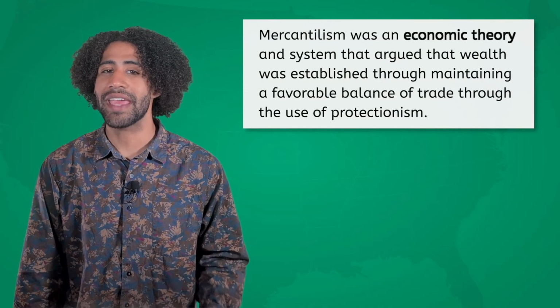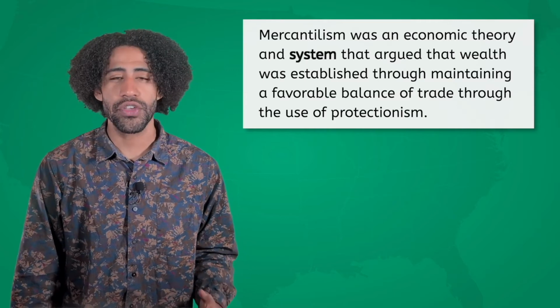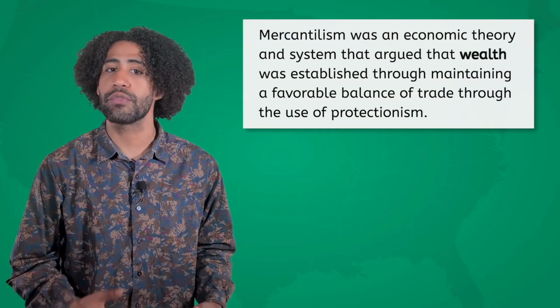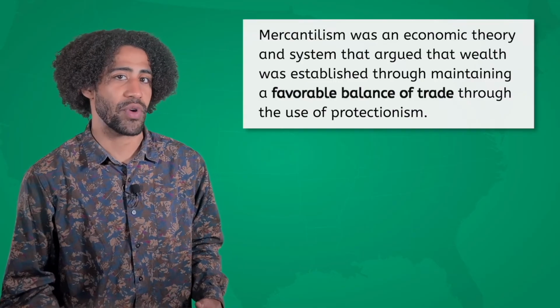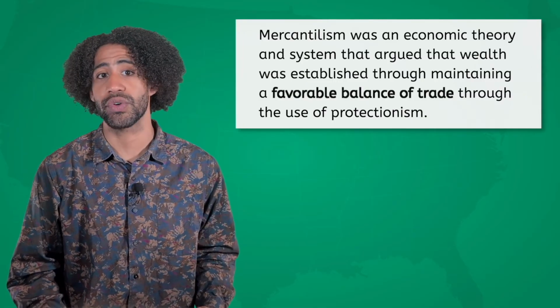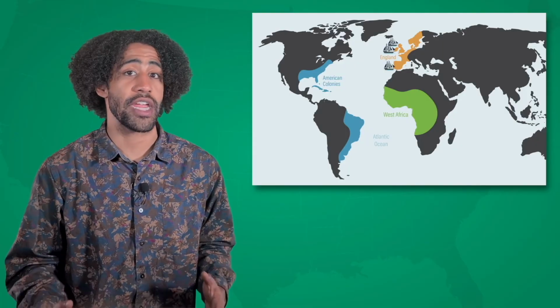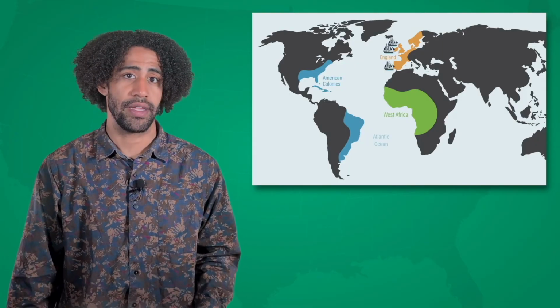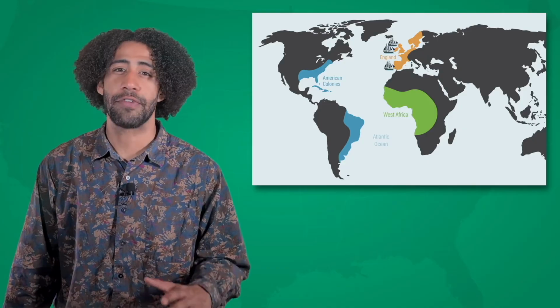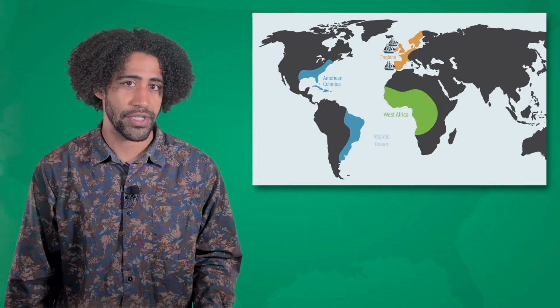Mercantilism was an economic theory and system that argued that wealth was established through maintaining a favorable balance of trade by protecting local industry. Mercantilism created a system of global exchange called triangular trade. Let's take a look at the following diagram to see how it worked.